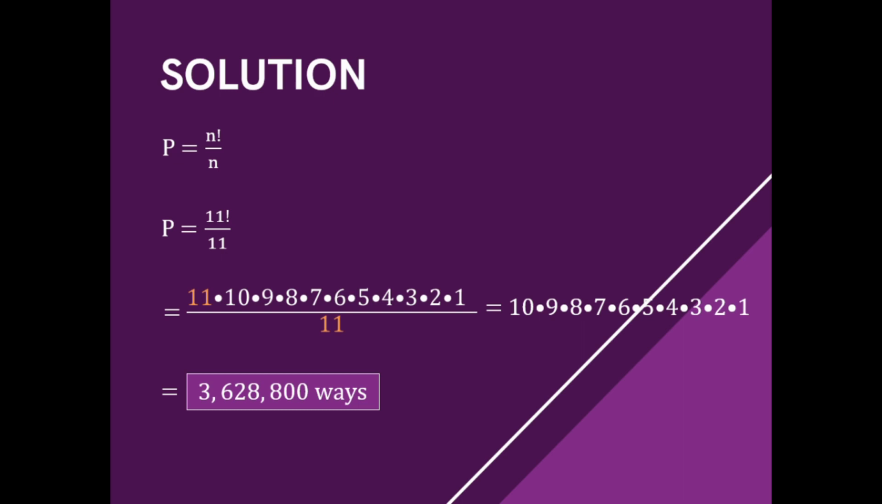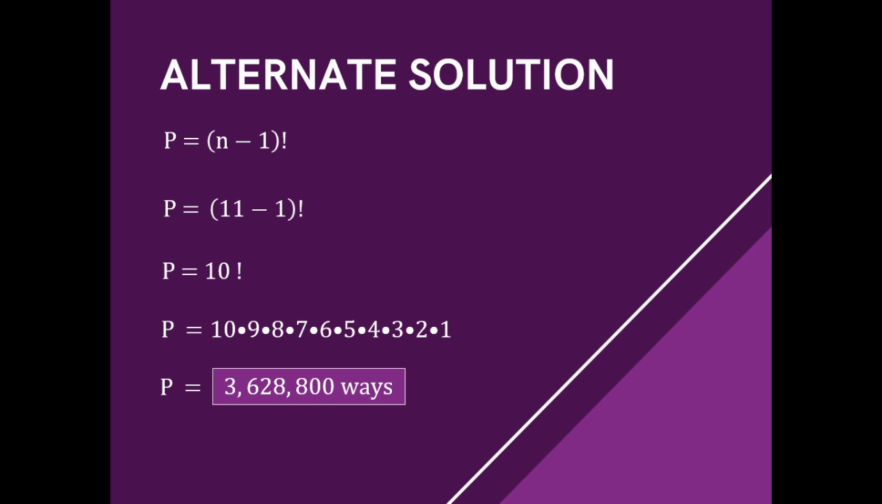Expand the numerator, which is 11 factorial, and cancel 11 both in the numerator and denominator. So we have 10 times 9 times 8 times 7 times 6 times 5 times 4 times 3 times 2 times 1, which is equal to 3,628,800. We can double check our answer by using the following simplified formula.